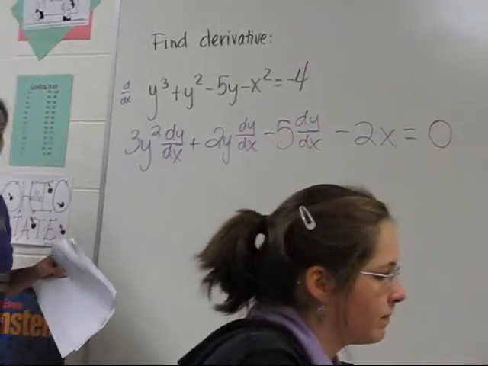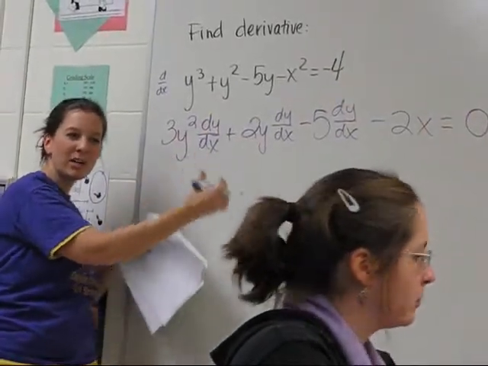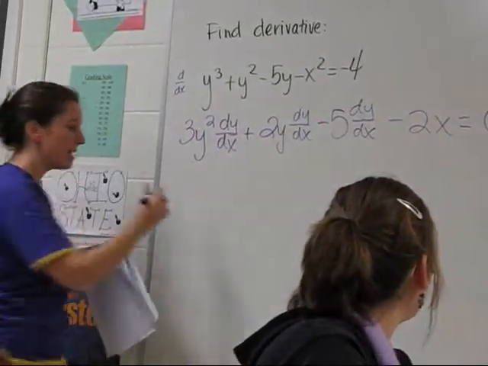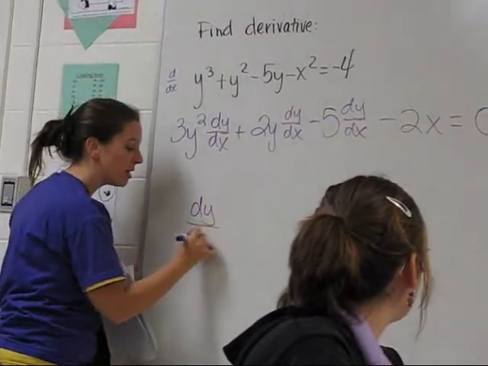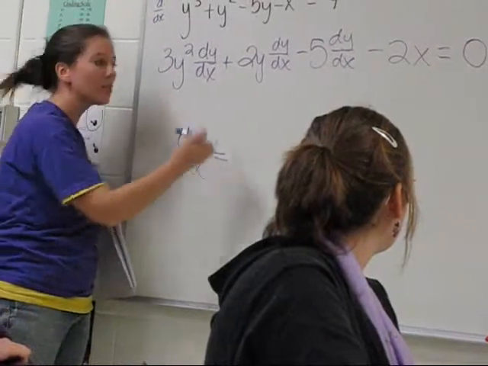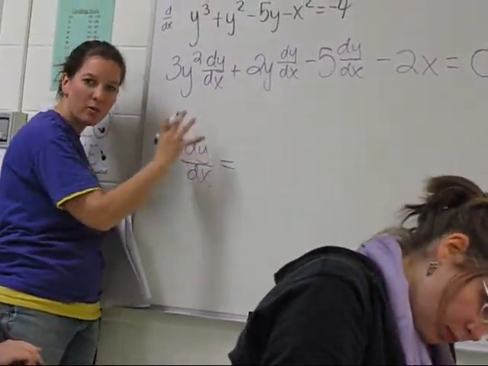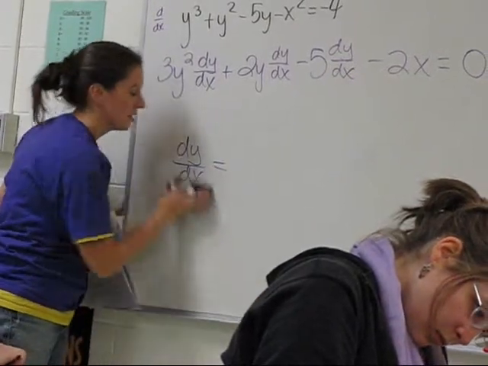Okay, so now we need to get the dy over dx all on one side so that we can factor it out, because we want to end up having for our answer dy over dx equals something, so that it'll be the derivative of y with respect to x equals something. Because that's what we've always been trying to find, the derivative of y with respect to x.